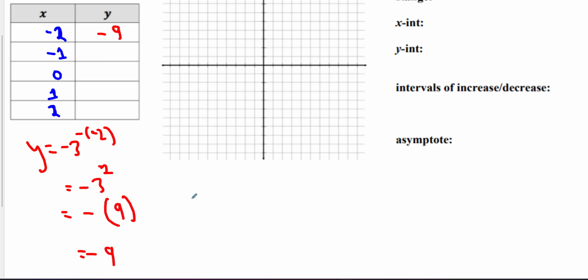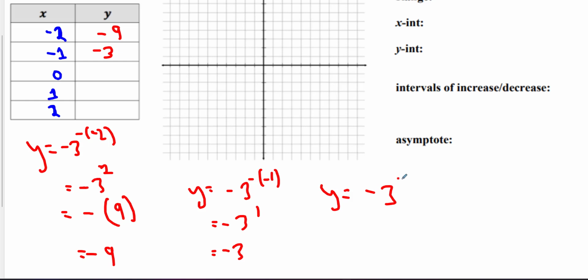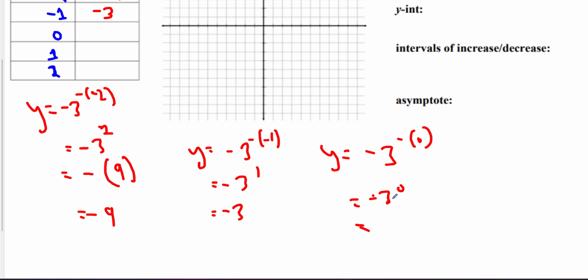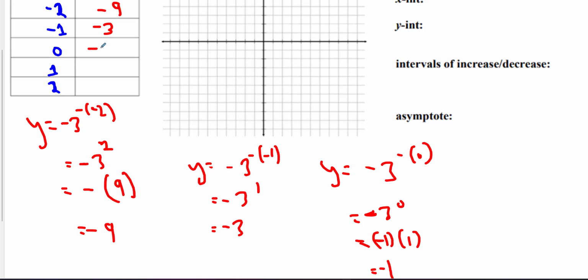Let's do the next one, -1. So y is equal to -3 to the power of -1, which is -3 to the power of +1, which is -3. So the answer is -3. And then y is equal to -3 to the power of -0. Now -0, anything times 0 is just 0. So that's just the same thing as -3 to the power of 0. And what's 3 to the power of 0? 3 to the power of 0 is 1. But remember, there's this negative sign here. So it's actually negative times 1, or -1 times 1. It's -1. So just be careful with that negative sign.